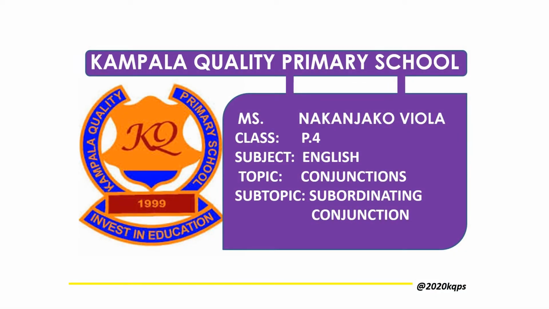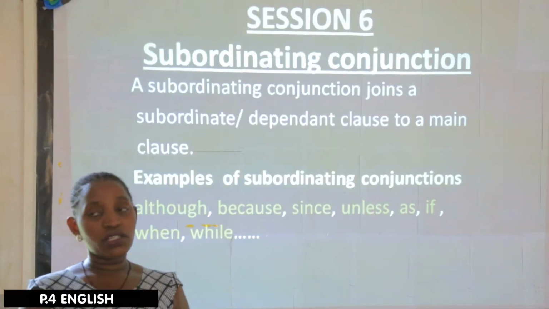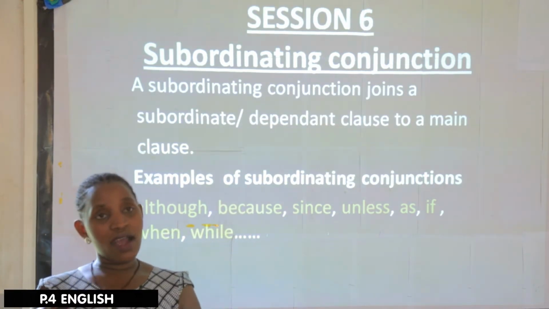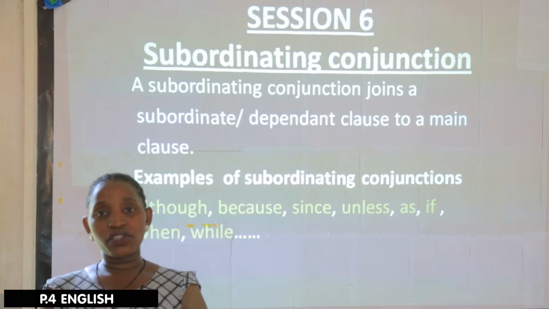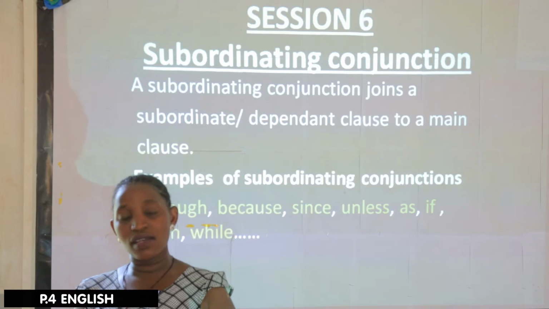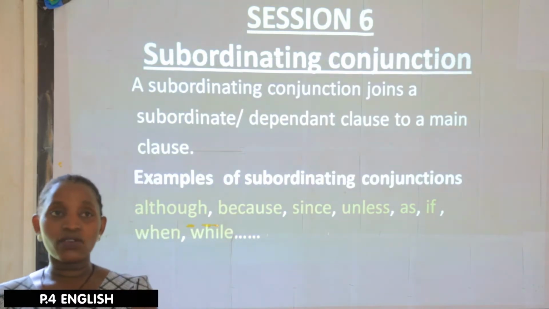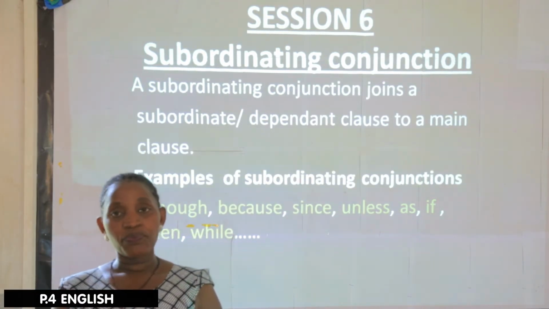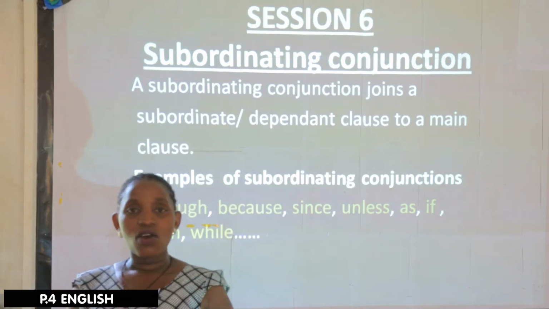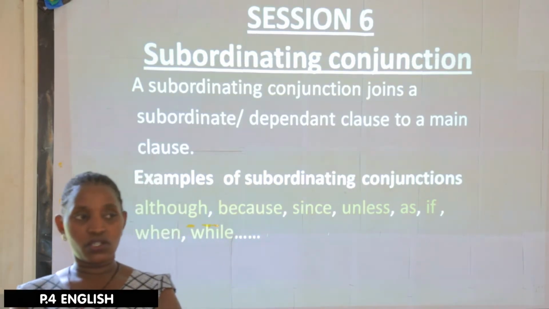Nakanjako Viola, my name. So, as last time we talked about conjunctions, we said a conjunction is a joining word. It joins two sentences. And then we looked at the kinds of conjunctions where we have the coordinating conjunctions, which join sentences with equal weight or that are grammatically equal. Then we looked at the subordinating conjunctions, and then we looked at the correlative conjunctions.